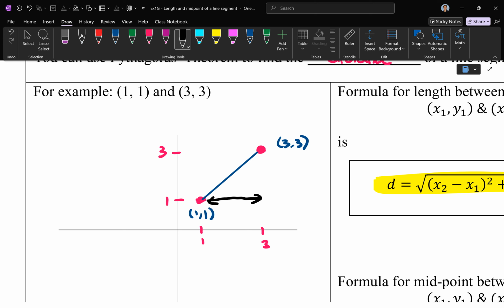Someone said it. I just didn't see who. Is it Samuel? 2. And how would Samuel have gotten 2? Well, logically, 3 to 1 or 1 to 3, that's 2 units.